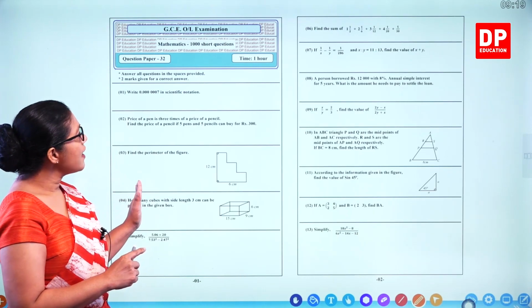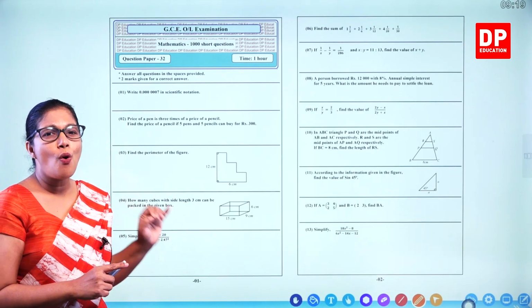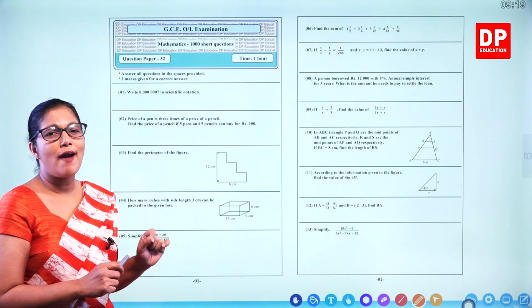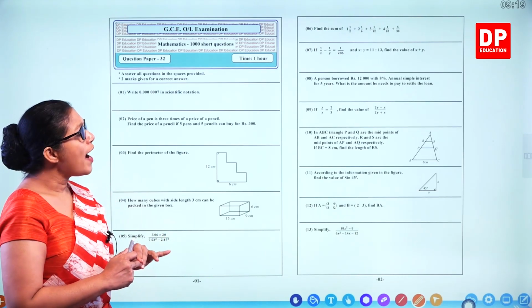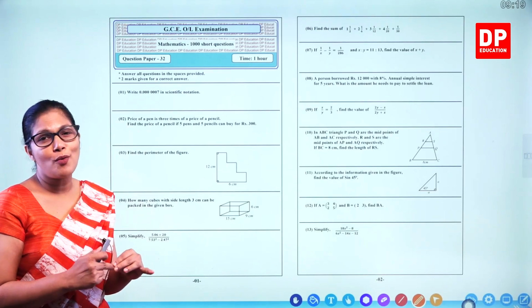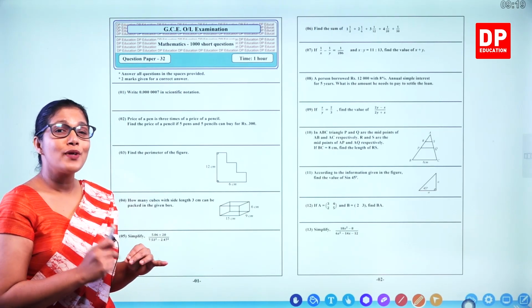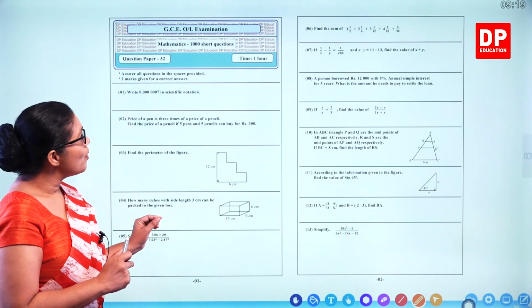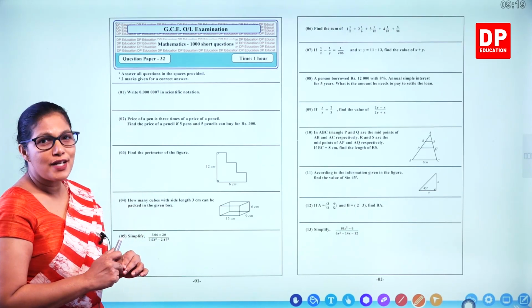So spaces are given. This is similar to O-Level Paper 1 Part A. So you get 25 short questions. So try to do all 1000 questions with me to get a good grade in your O-Level exam. So let's do paper 32.